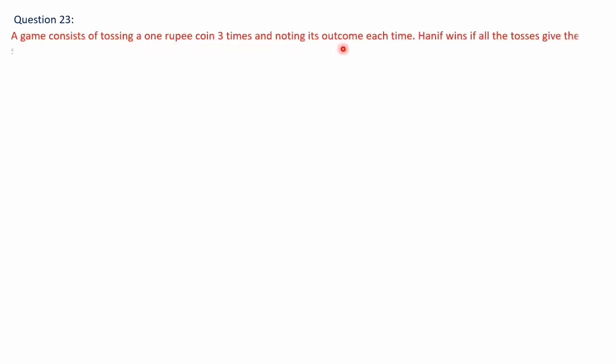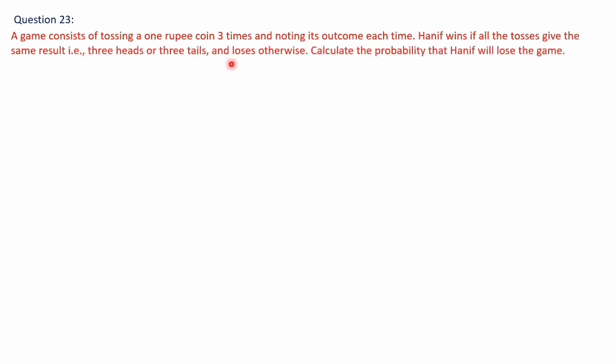Next we shall discuss question number 23. A game consists of tossing a 1 rupee coin 3 times and noting its outcome each time. Hanif wins if all the tosses give the same result, 3 heads or 3 tails, and loses otherwise. Calculate the probability that Hanif will lose the game. So he is tossing a coin 3 times. Means when you toss a coin 1 time, you may get either head or tail. Here he is tossing 3 times.